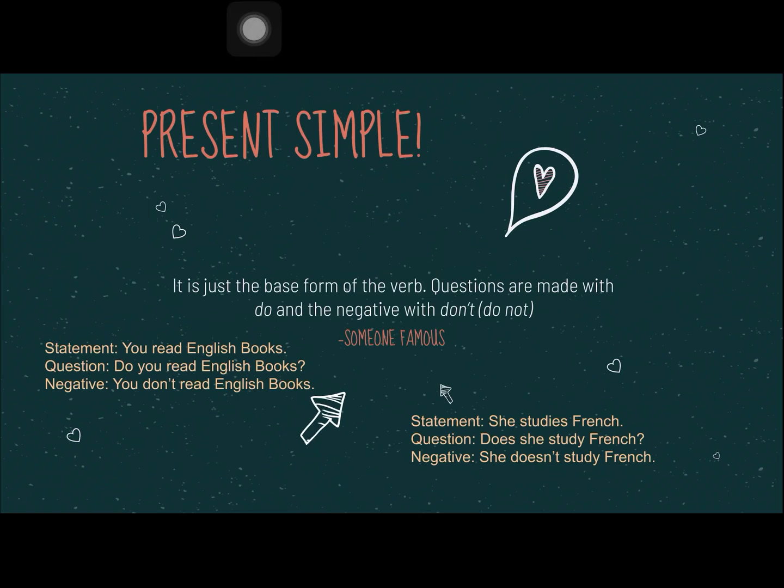For example, look at this. The statement is: you read English books. Question: do you read English books? Negative: you don't read English books. Notice the auxiliary verb here, do or don't. Then we have: she studies French. Does she study French? She doesn't study French. Notice it. This is perfect. That is great for us.